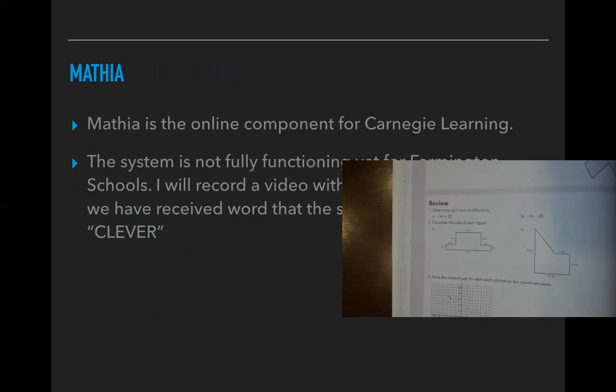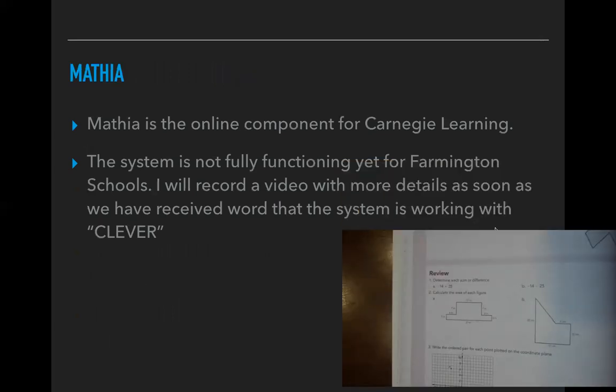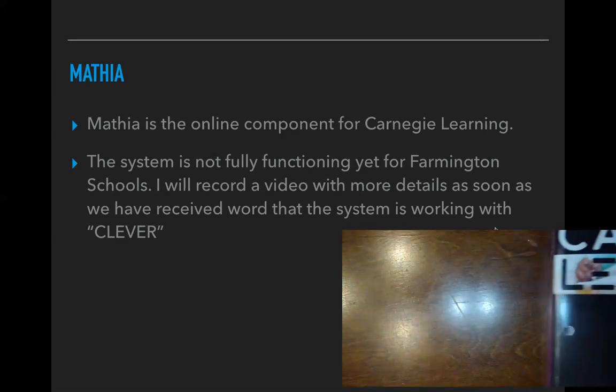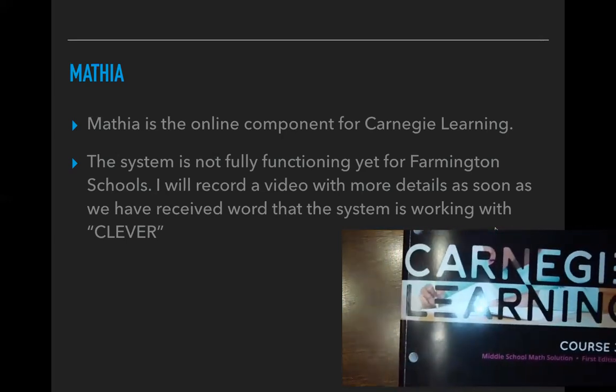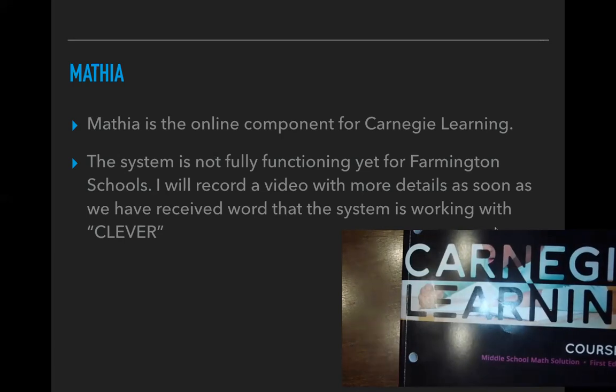Mathia, I talked about this in my last video, but Mathia is the online component for Carnegie Learning. It's not fully functioning yet for students. I can get on it, but for some reason students aren't able to. So we will wait for that. As soon as it is working, I will record a video with more details on how to use it. It keeps saying that it's not working with Clever.